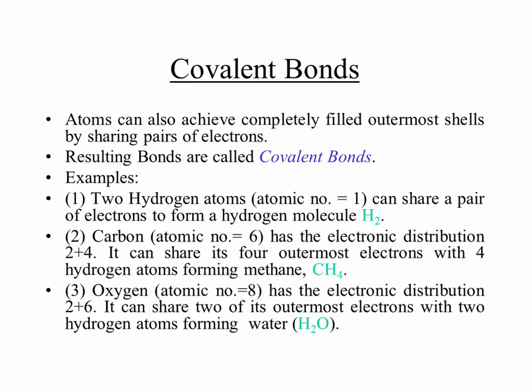Then you look at oxygen. Oxygen has an atomic number of 8, so it's 2 plus 6 is the electronic distribution. So it needs to really share two more pairs of electrons. So it can share 2 of its outermost electrons with 2 hydrogen atoms, forming water, or H2O.